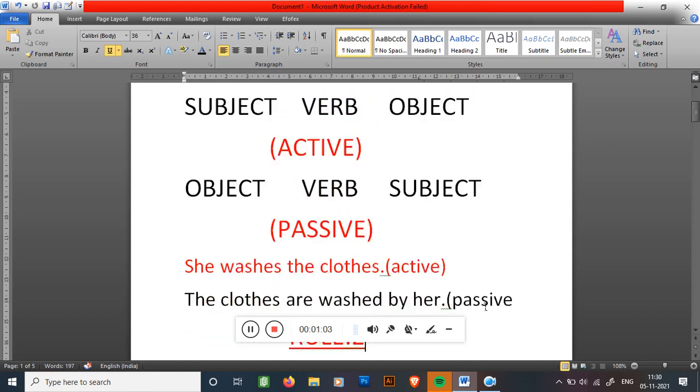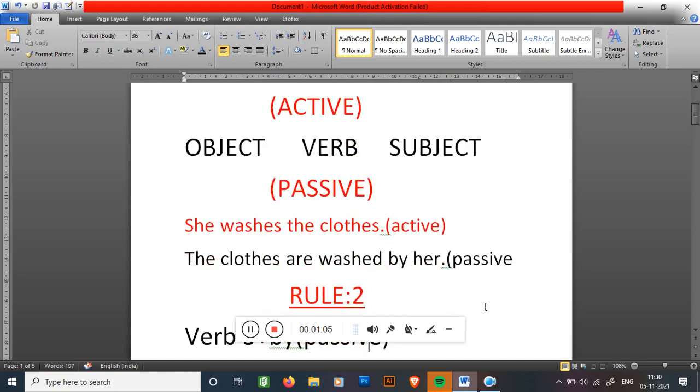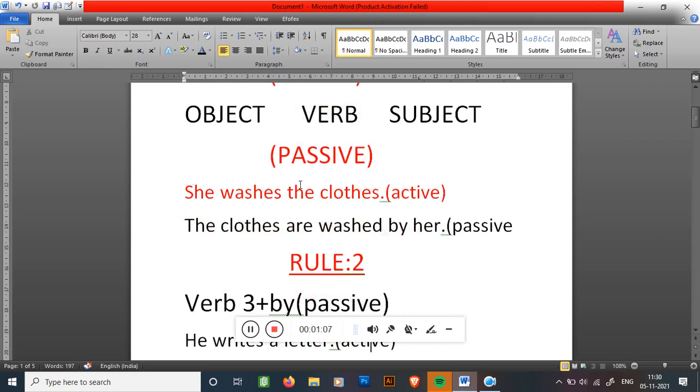Let me give you the first example. She washes the clothes. It is in active form. She is the subject, washes the verb, clothes the object. So when I'm going to change it into passive form, I will take the object first as the subject. The clothes are washed, third form of verb, by, and she changes into her.